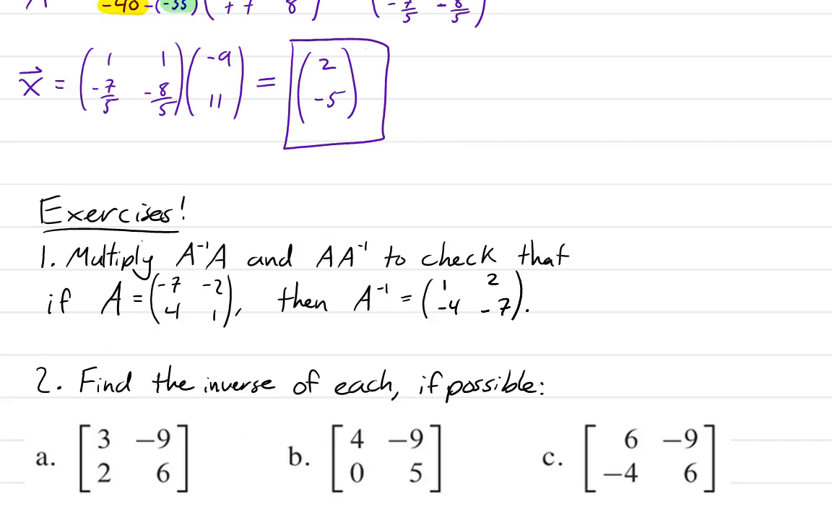Here are a couple of exercises for you to do to help these ideas sink in. For number 1, I'm giving you A and telling you that A inverse is this matrix. Your job is to multiply them both ways. Do A times A inverse and also A inverse times A, and make sure that both of them give you the identity matrix.